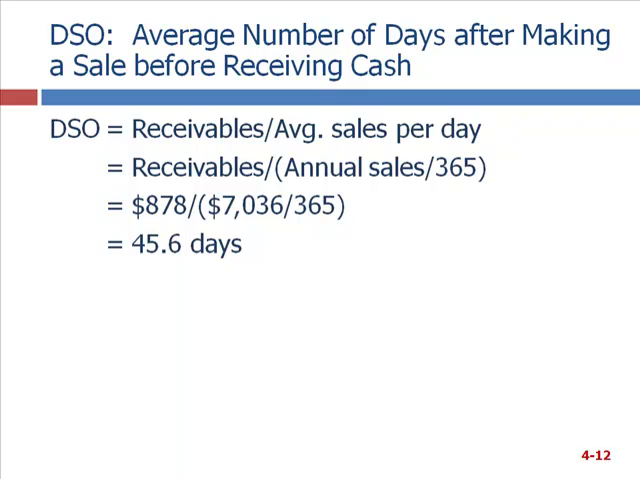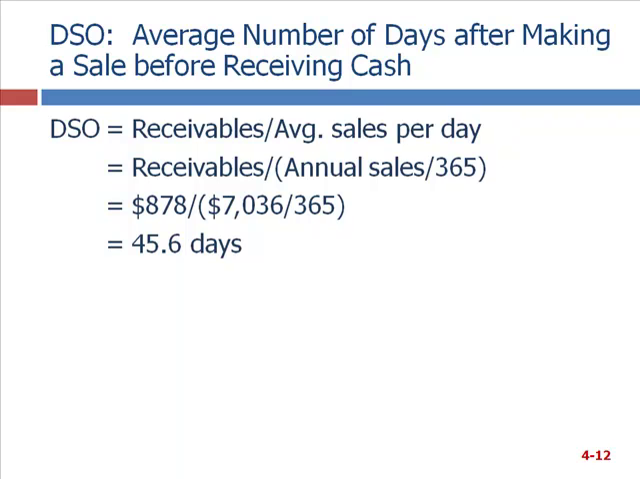You should be familiar with both names, and of course you're free to refer to it as whichever one you want to, as long as you're familiar with both terms, Days Sales Outstanding and Average Collection Period. The idea here is that we're talking about the average number of days after you make a sale before you actually get paid for it.